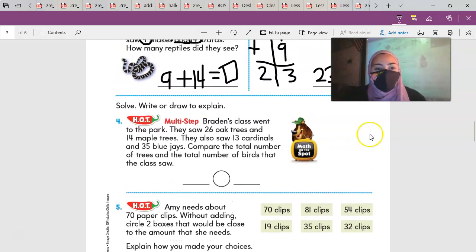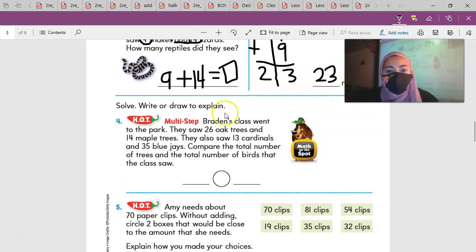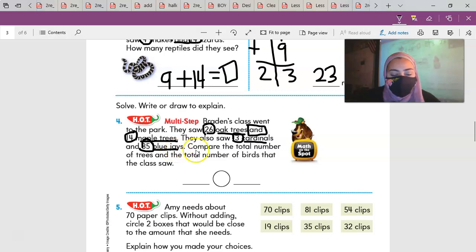So let's look. Number 4. Braden's class went to the park. They saw 26 oak trees and, box it, 14 maple trees. They also saw 13 cardinals, and those are kinds of birds, and 35 blue jays. Compare the total number of trees and the total number of birds that the class saw.